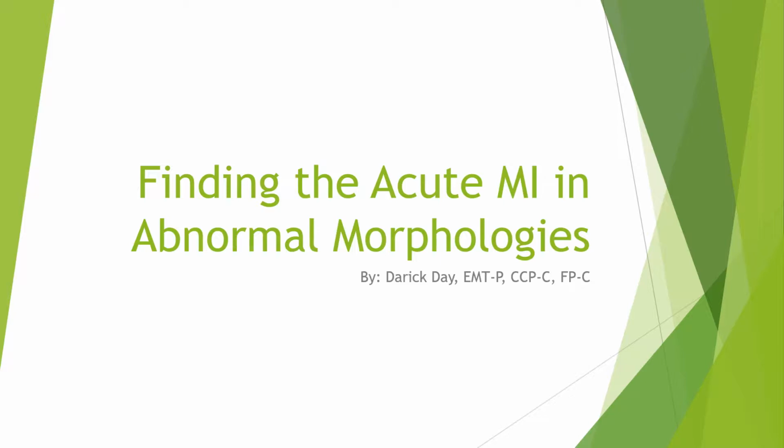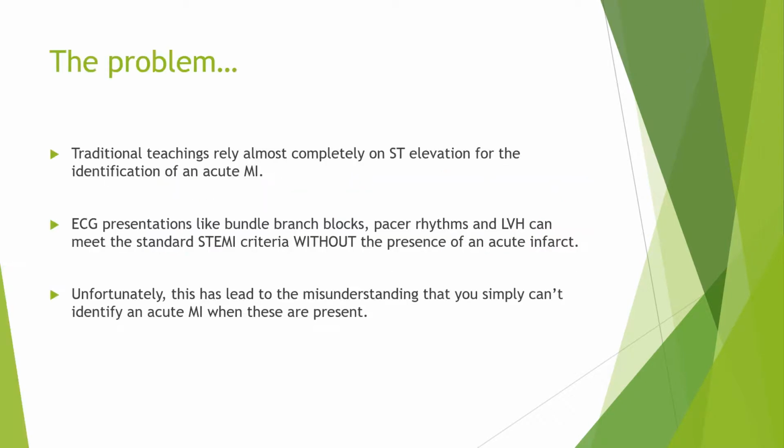So today's topic is how do we find the acute MI in a patient with an abnormal presentation, specifically ECG presentations such as left bundles, pacers, etc. The problem with these presentations is that they have inherent built-in ST elevation in their normal baseline presentations. If you are trained to just use the standard STEMI criteria that everyone is taught, the 1 or more millimeters of ST elevation in 2 anatomically contiguous leads, you're going to both falsely activate and miss a lot of acute MIs.